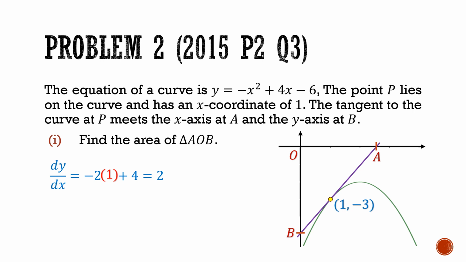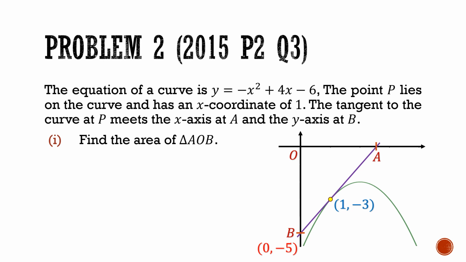Now we can substitute the gradient and a point on the line to find the equation y equals mx plus c. So we'll sub in y equals -3, m equals 2, x equals 1 to find c. c will be -5. That tells us that point B, which is the y-intercept, is 0, -5.